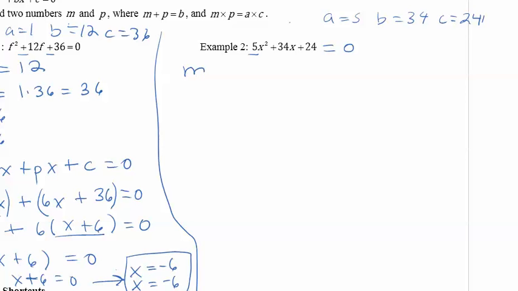Remember, we're looking for two terms. M plus P should equal B, and in this case, B is 34. And then M times P should give me 24 times 5.